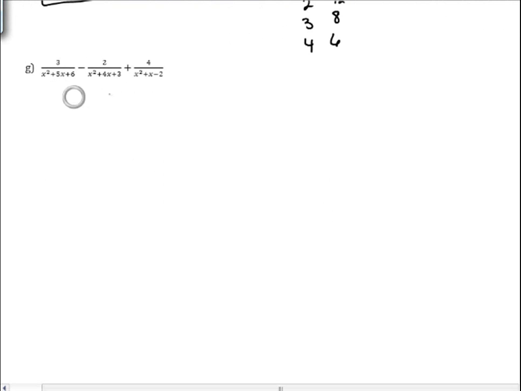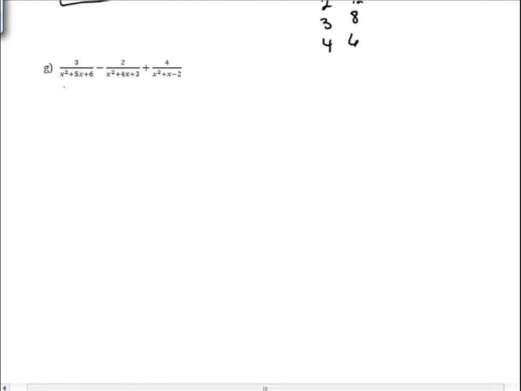One more example, and this combines adding and subtracting, and we have 3 fractions instead of just 2. So we need to factor all of these denominators. X squared plus 5x plus 6 factors as x plus 2 times x plus 3. X squared plus 4x plus 3 factors as x plus 1 times x plus 3. And our last denominator, x squared plus x minus 2 factors as x plus 2 times x minus 1.